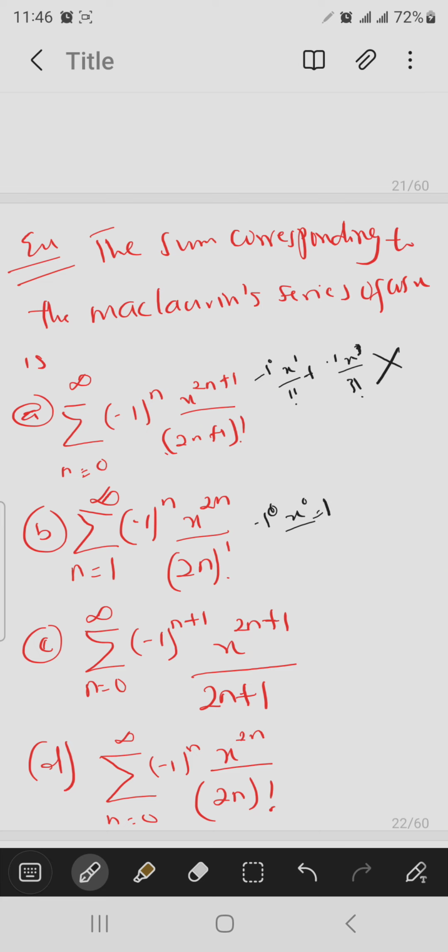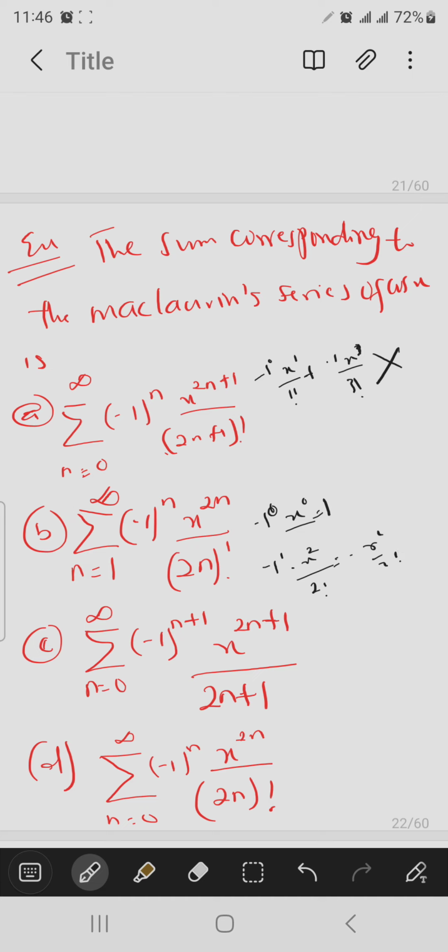The second one, when x equals 1, so this one is going to be x to the power 1, minus 1 to the power 1 multiplied by x to the power 2, over 2 times 1, which is 2 factorial. You must understand one thing: this one will be minus x squared over 2 factorial. This one has a trend.